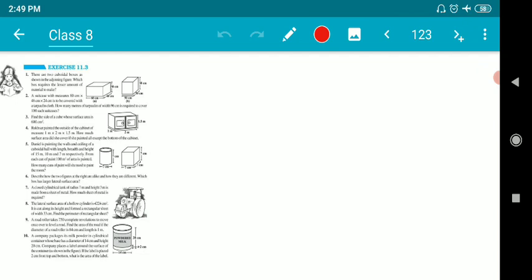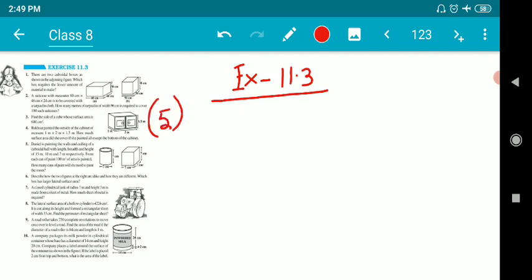Question number 5, which I have chosen to explain today, that is exercise 11.3, question number 5. So let's understand what this question number 5 is all about. Daniel is painting the walls and the ceiling of a cuboidal hall. So there is a cuboidal hall.